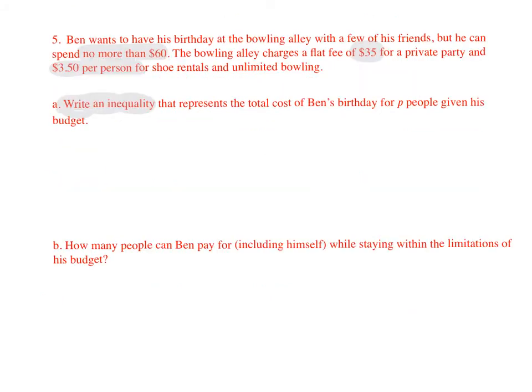Okay, I decided I wanted to walk you through this inequality. I've highlighted important information. We know that he can spend less than or equal to $60. Well, he's going to pay $35 just for being there, plus $3.5 a person.